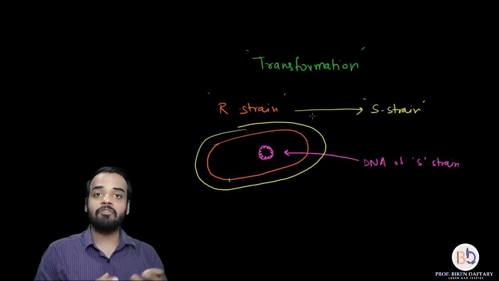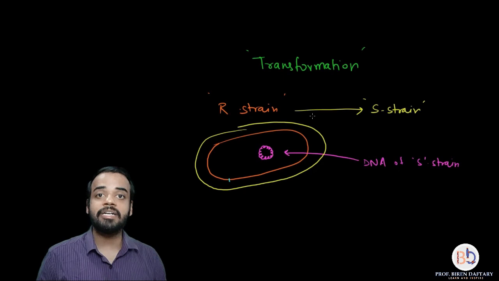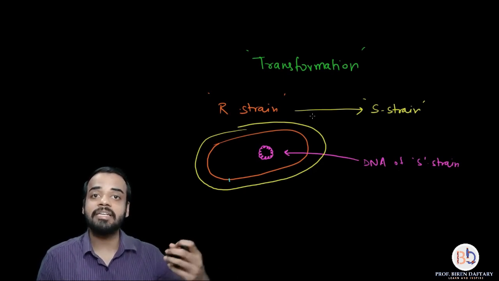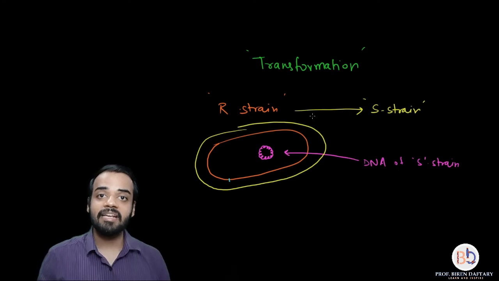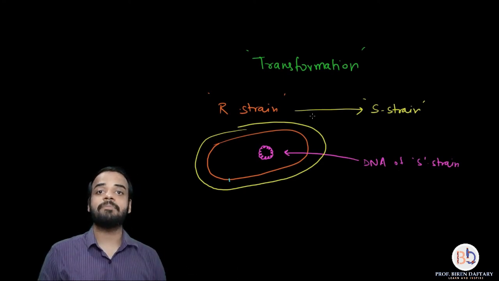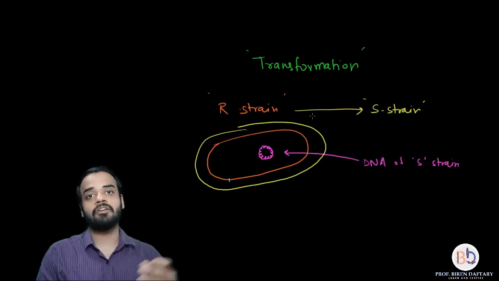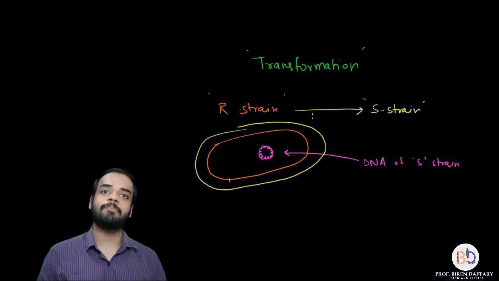Please remember, one bacterium is not absorbing another bacterium. It is not that the R strain is absorbing the S strain. No, it is just absorbing the foreign DNA. That means it is absorbing the DNA of the S strain. And then when it has both the DNA present, obviously the powerful DNA will capture the weaker one and it will show its effect. Very simple.